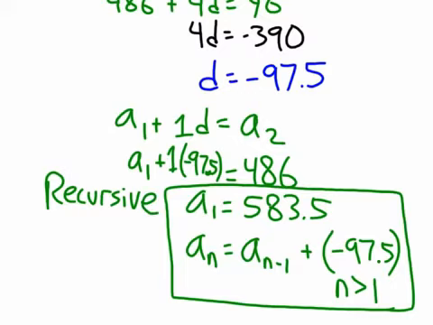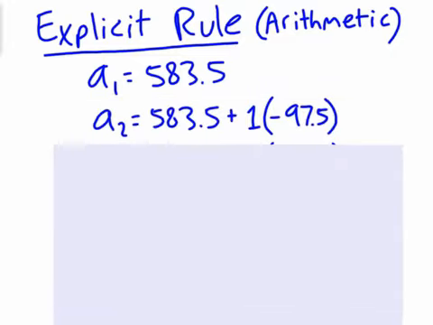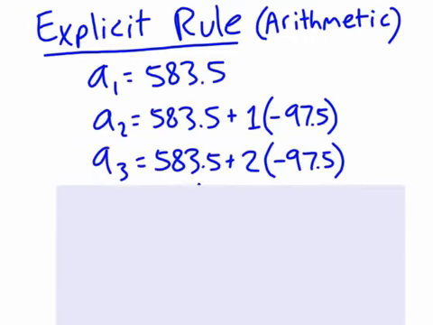All right, simple enough? To get the explicit rule, I would just be largely repeating what I did in the last video, so I'm going to gloss over the process a little quickly here. For the explicit rule, if you recall, we just start writing what a sub 1 equals, and then we write a sub 2 equals that first term, a sub 1, plus a single common difference, in this case of negative 97.5. And then we write a sub 3 equals a sub 1 plus 2 times our common difference.